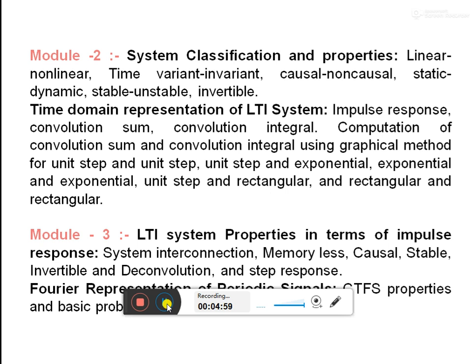In third module, we will discuss properties of the particular system, which is an LTI system. Here we will learn about system interconnection and the properties of LTI system like memory property, causality, stability, invertibility and deconvolution, along with step response of the LTI system. In the frequency representation of periodic signals, we will take up an important Fourier series representation, that is continuous time Fourier series representation, and properties of this will be discussed along with basic problems.